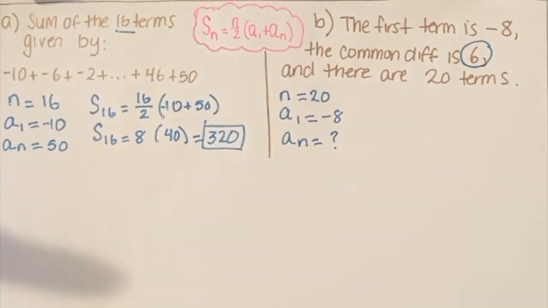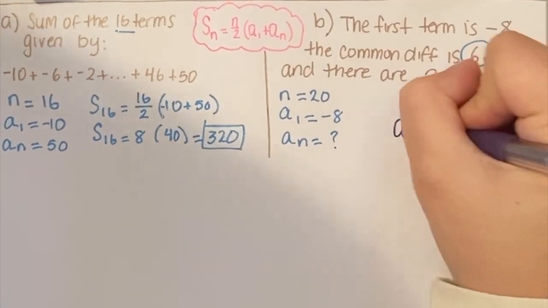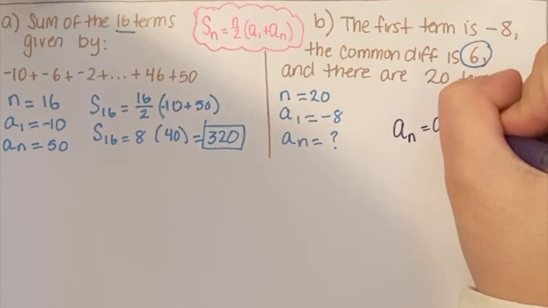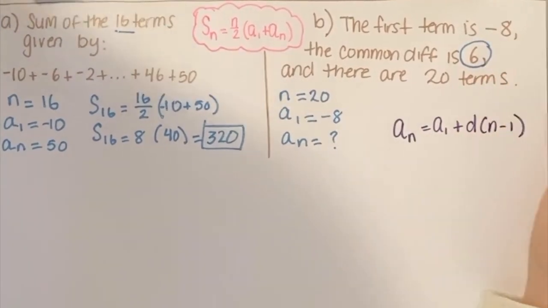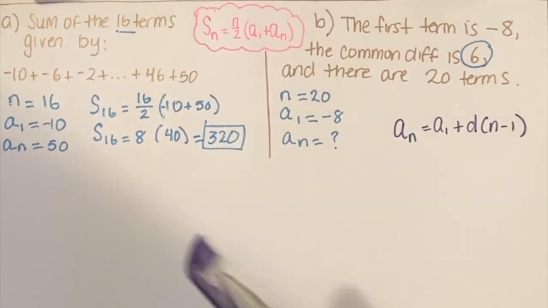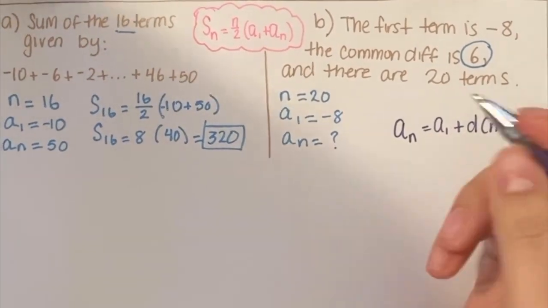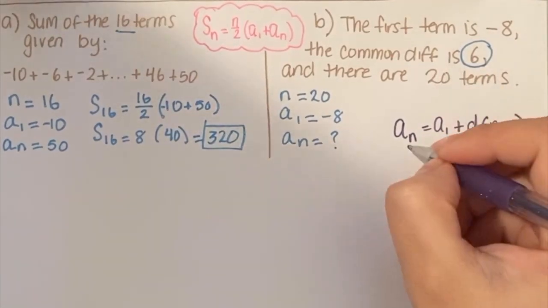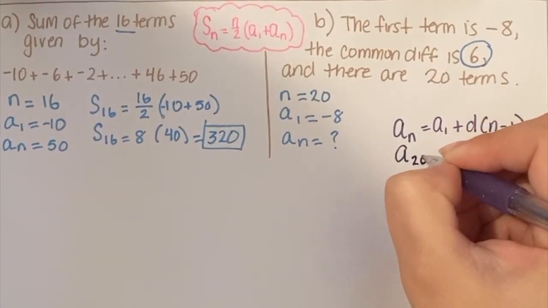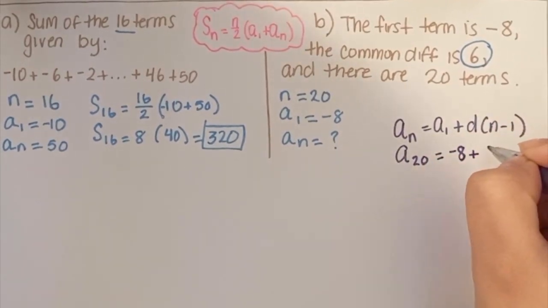So I want to take you guys back to lesson number 2, where we're given the explicit formula, a sub n equals a sub 1 plus d times n minus 1. This formula would allow us to find any term that we want as long as we had the first term and the common difference. So right now we want to find the 20th term because if there's 20 terms, we know that the 20th is the last one. So since we want to find the 20th term, we take the first term, which is -8, plus the common difference, which is 6, and for n, we're plugging in 20.